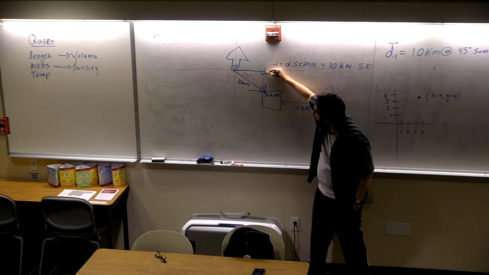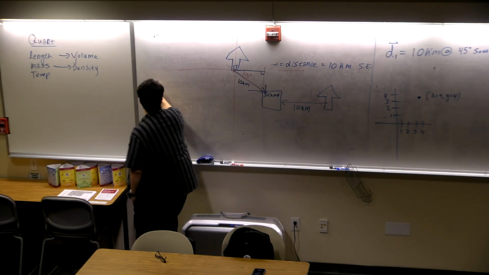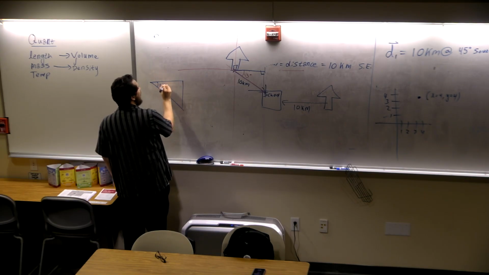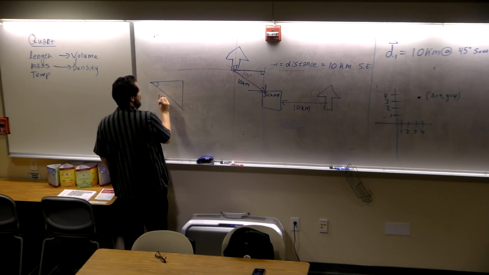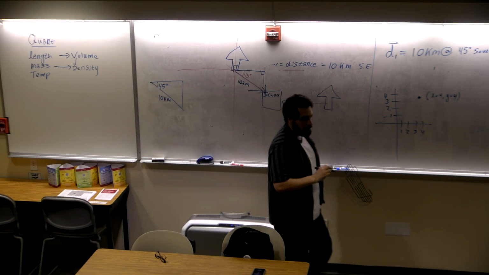What is that x positional location? How do we find that? Well, this is where trig comes into play. Because what do we have? We have a 10-kilometer hypotenuse and a 45-degree angle.